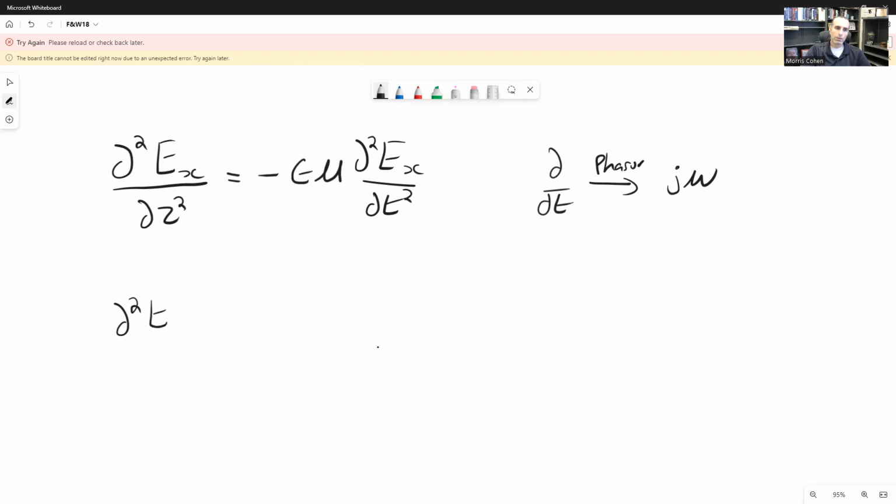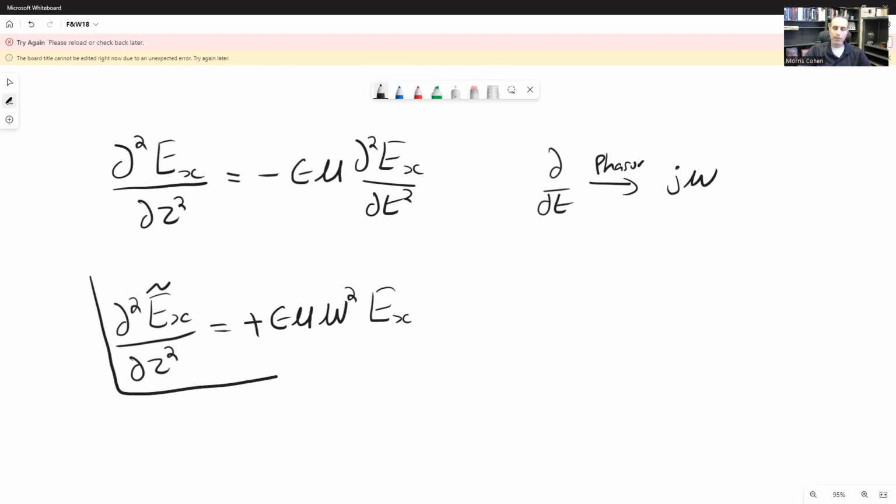d squared Ex, with a little squiggly line to indicate that it's a phasor, divided by dz squared equals minus epsilon mu times omega squared times the x component of E. And because when I square that j, I get a -1, this becomes a positive. So this is the wave equation at one frequency. It's the frequency dependent, or phasor, form of the wave equation.